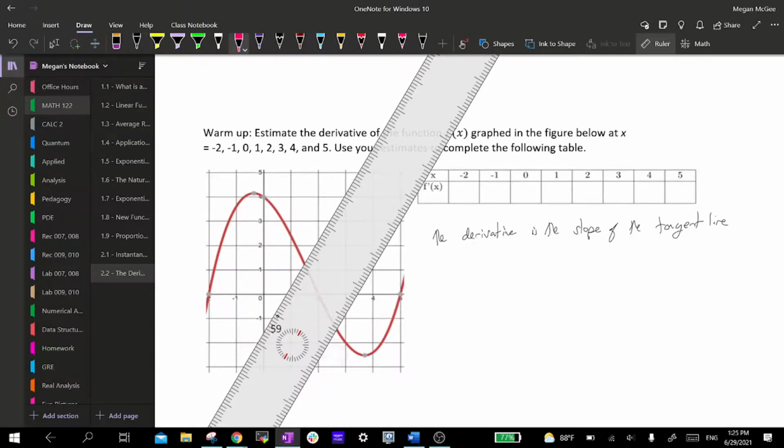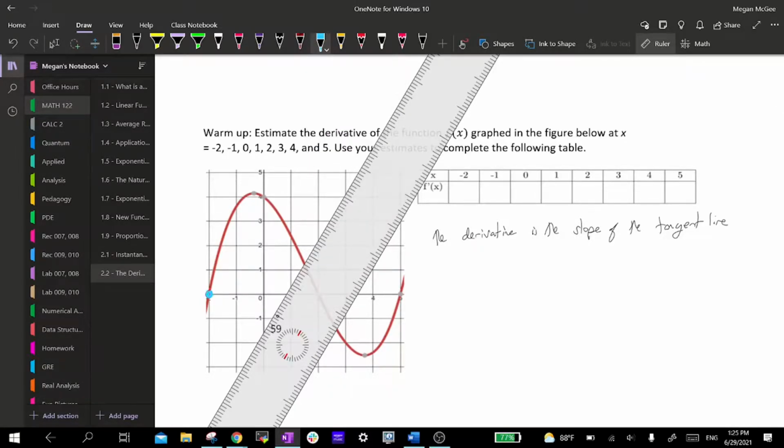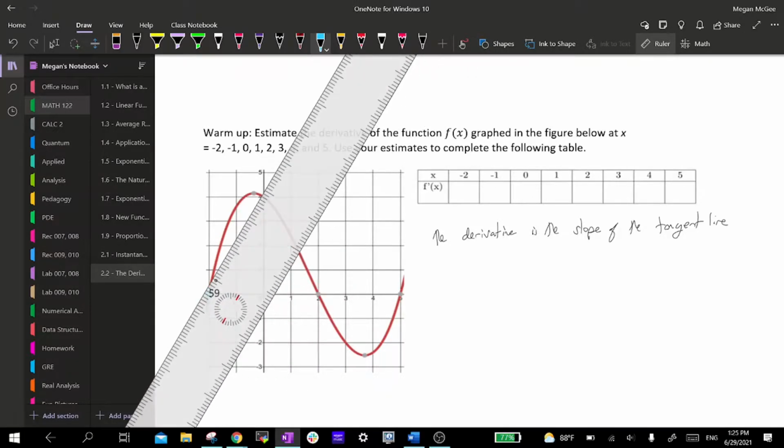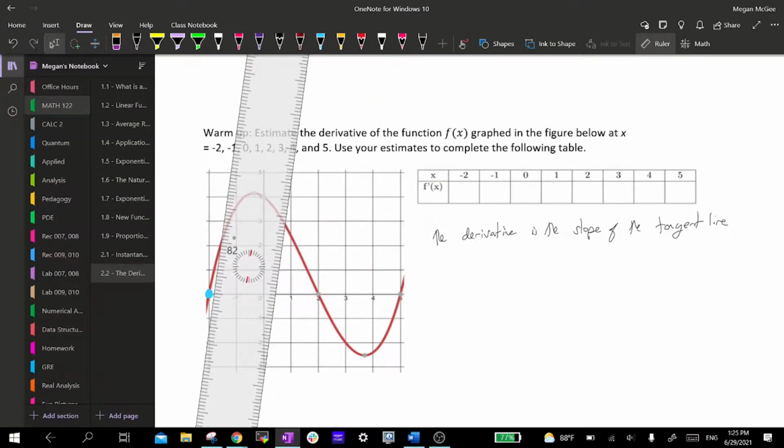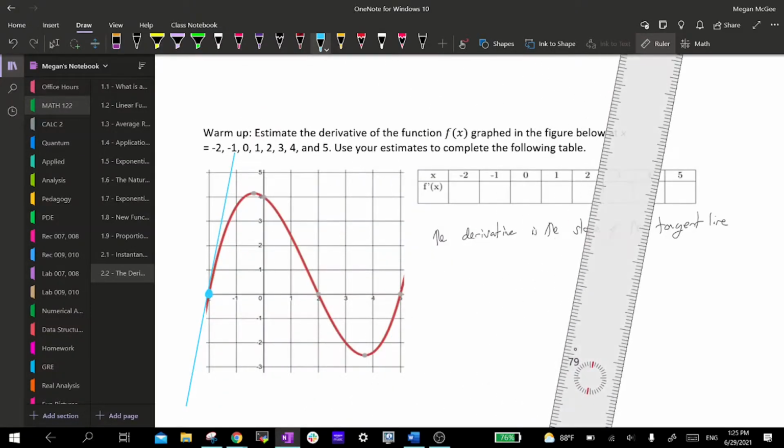So -2 is, I'm going to use a bigger pen here, let's do blue. A little bit bigger. Alright, so this is x is equal to -2. So we're going to bring my ruler over, get it to line up-ish, and draw a nice straight line. Back it up away, and we want to see, well, what is the slope of this blue line?